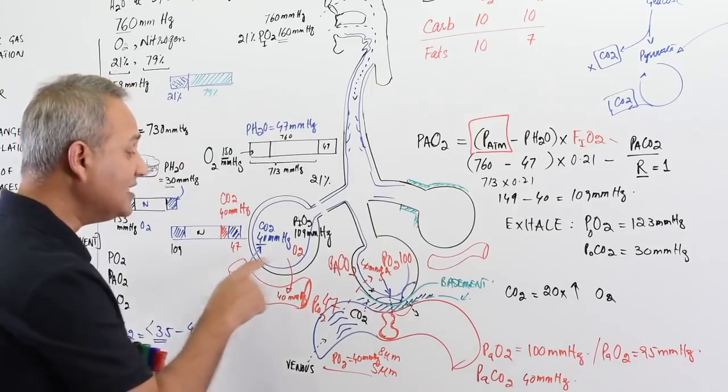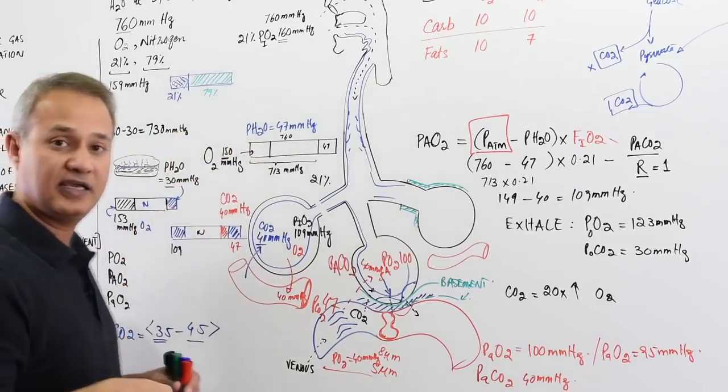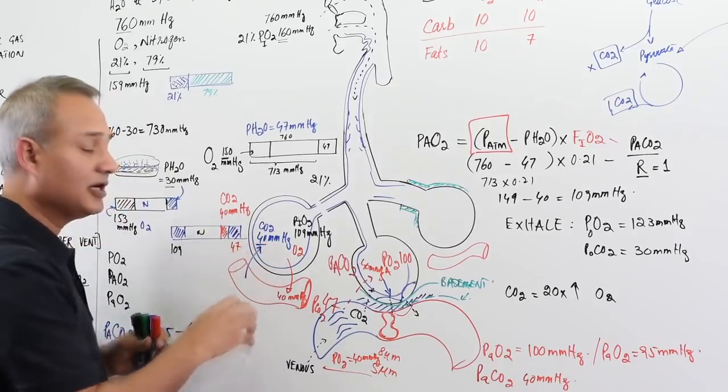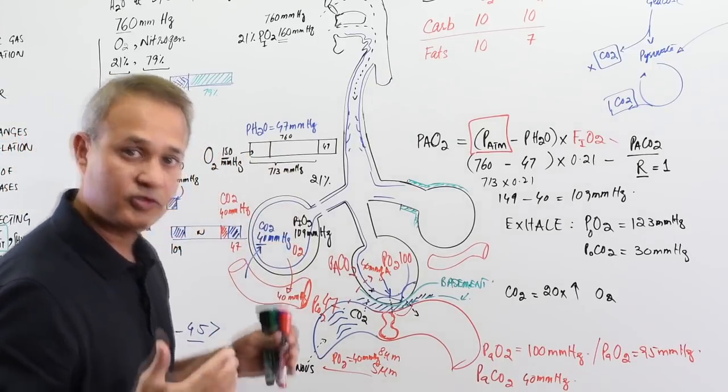Hyperventilating would increase PaO2 because it would reduce PaCO2. Hypoventilating will retain carbon dioxide, PaCO2 will increase, and of course PaO2 would reduce.